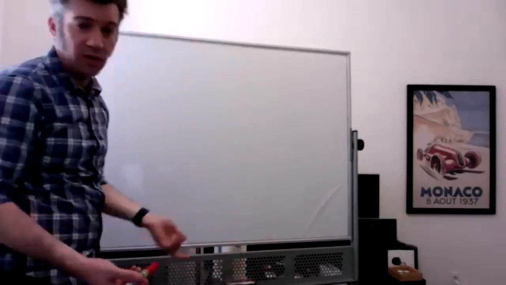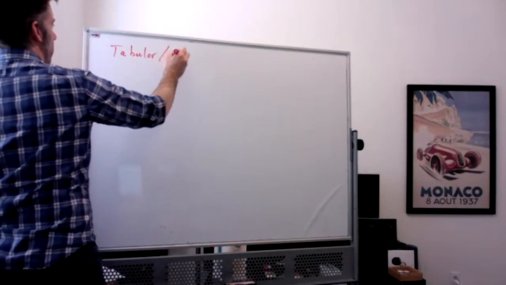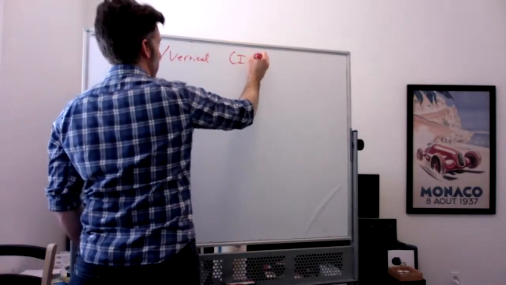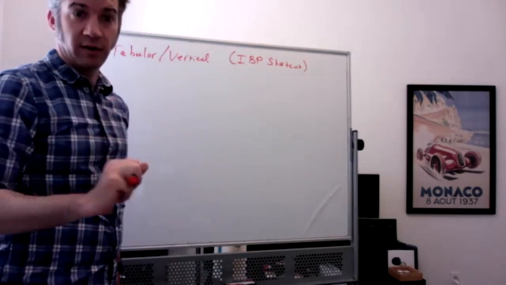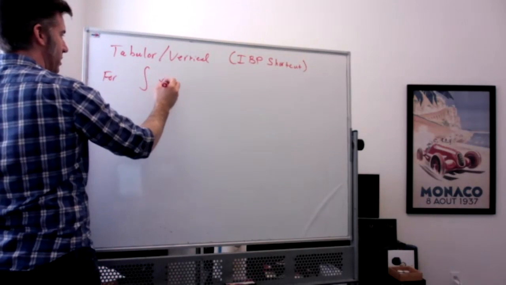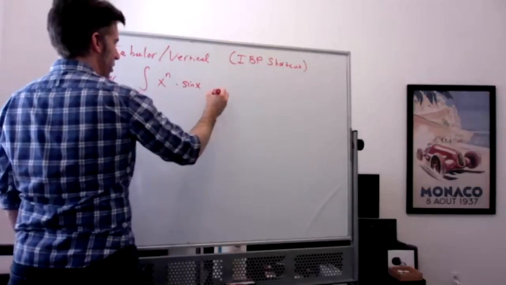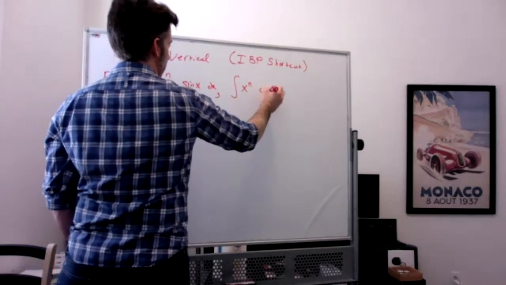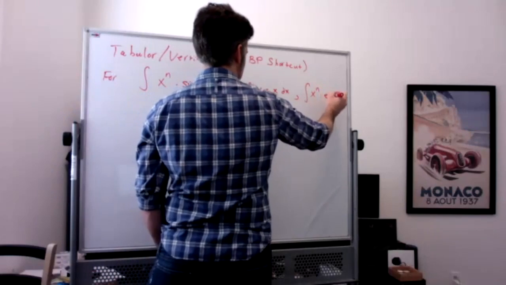So here's when you can use tabular or vertical integration, which is really just a shortcut for integration by parts. There are three types of integrals it works for. It works for the integral of x to a nice power times sine of x dx. It works for the integral of x to a nice power times cosine of x dx. Or it works for the integral of x to a nice power times e to the x dx.